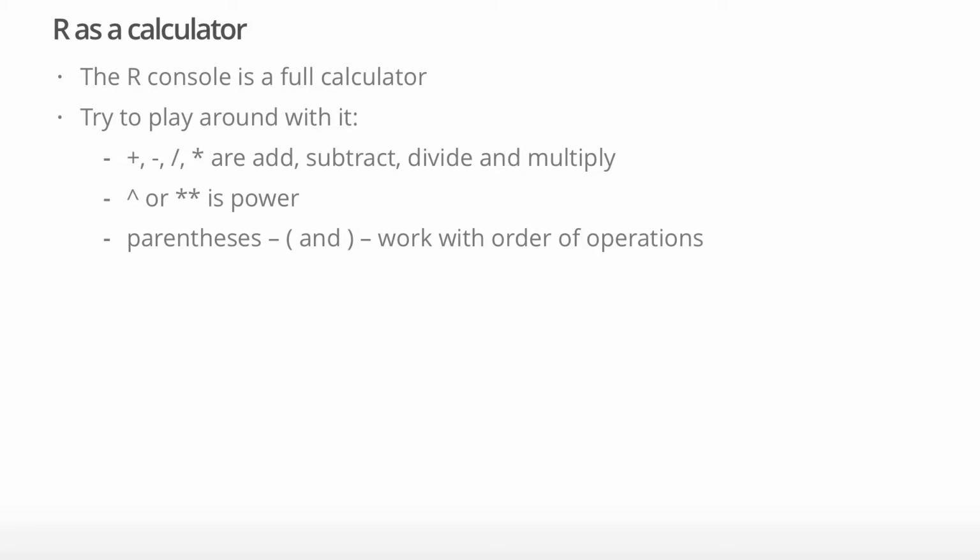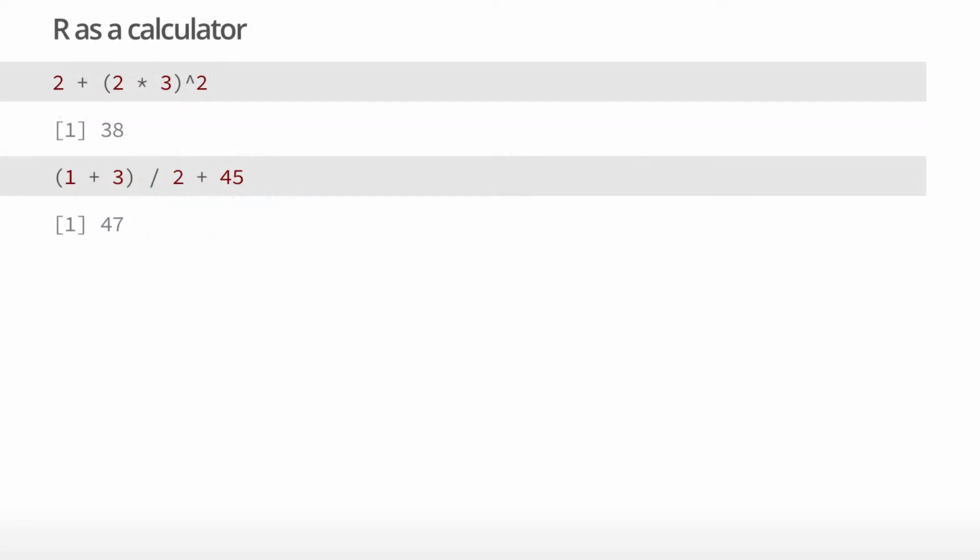So if it's x plus 5, this will execute 2 times 3, right? Get 6 squared, get 36, add to 2. All right, so if you want 1 plus 3 divided by 2 plus 45, again, this is not 4 divided by 47, right? This is 1 plus 3 is 4, divided by 2, plus 47. So if you want to group things together, just do the order of operations with parentheses.